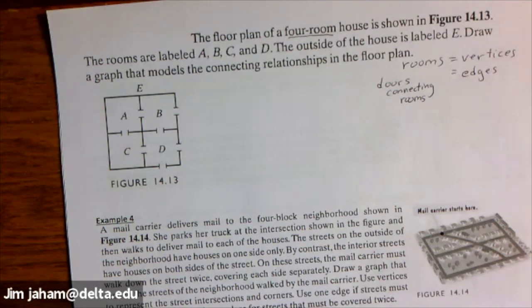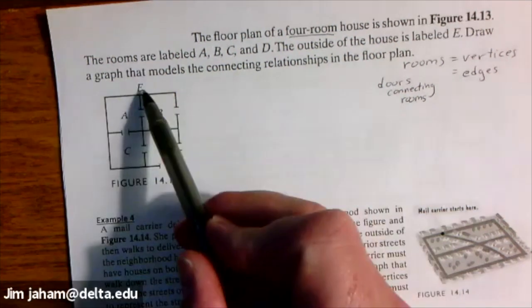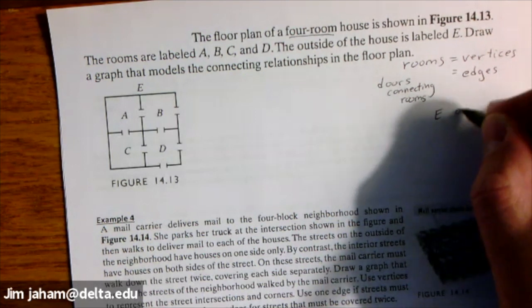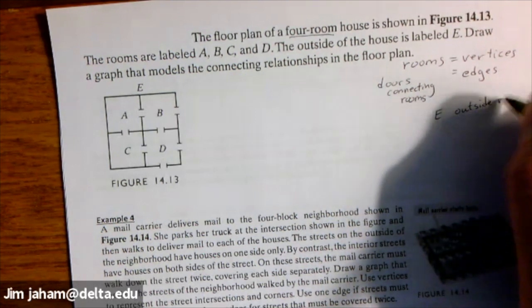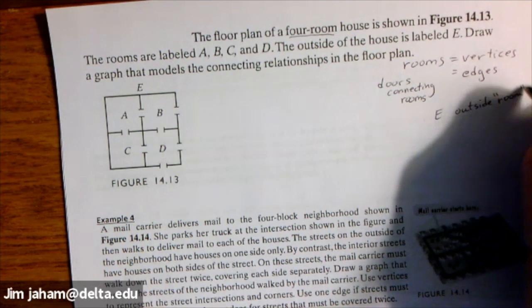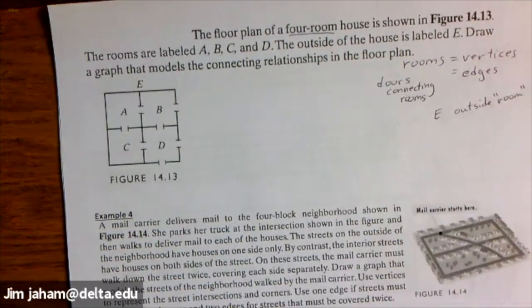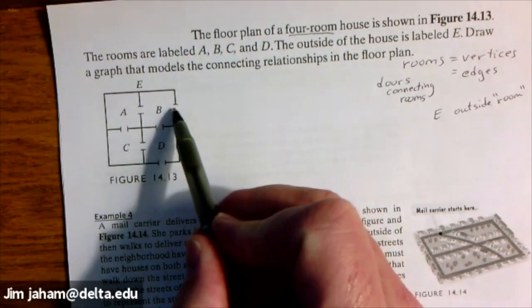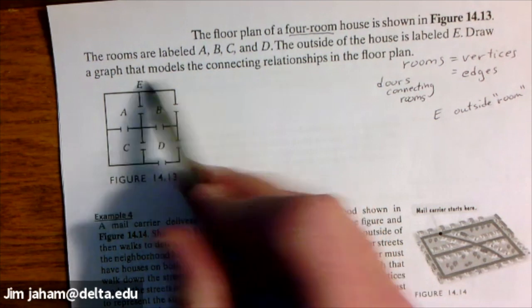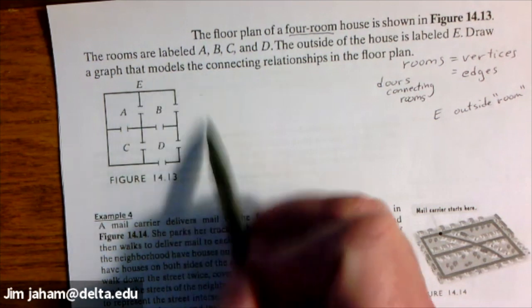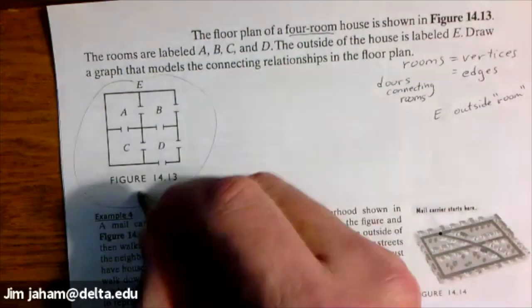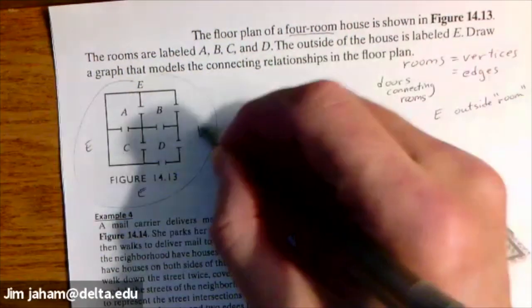Now, the only deviation from this is that E is considered the outside. So E is the outside, and I'll put it in quotes. It's also considered a room, the outside room. So it's not really part of the house, but there are doors to the outside, like right here is a door from room B to the outside. So E is not just here, it's all this around here. All of this outside. E is just the outside of the house.